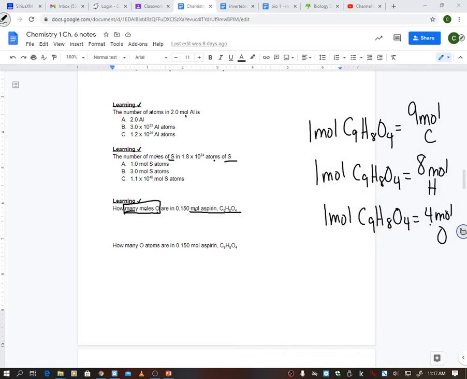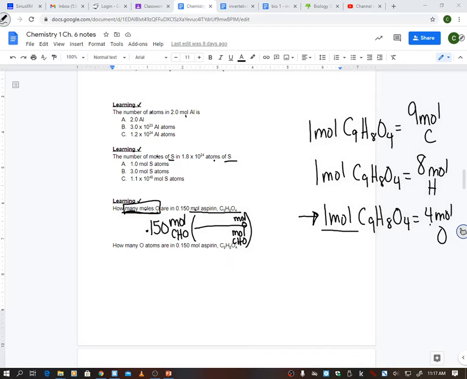So do it like I've always told you. Write down what they give you. What they have given me is 0.150 moles, and I'm going to simplify this, CHO instead of C9H8O4. Now, I'm going to do my parentheses. What they gave me is what goes on bottom. What I am looking for, moles of oxygen, go on top. I am going to use this.